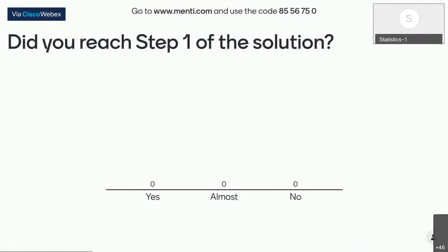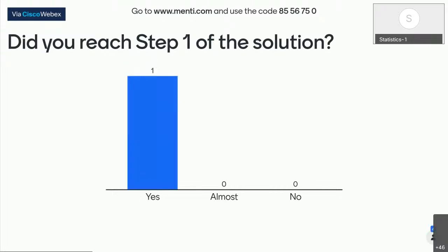How many of you reached this first step of calculating the number of ways of selecting a triplet out of n natural numbers? They can send the responses, right? Okay, five, six, seven. Okay, fine.